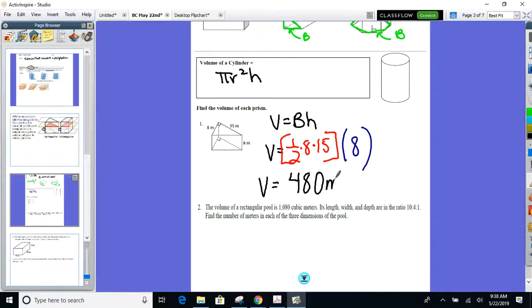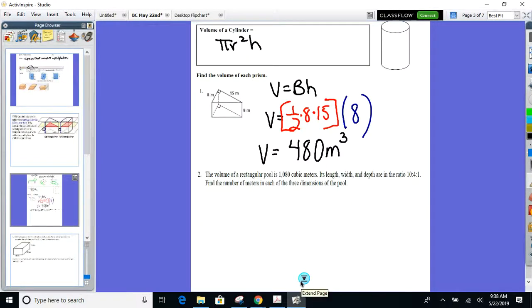Got it. Meters. Now we're doing volume, which is cubic units, everyone, on volume. Cubic units. Everyone good there? Another one. Yeah, you're hungry. Here we go.